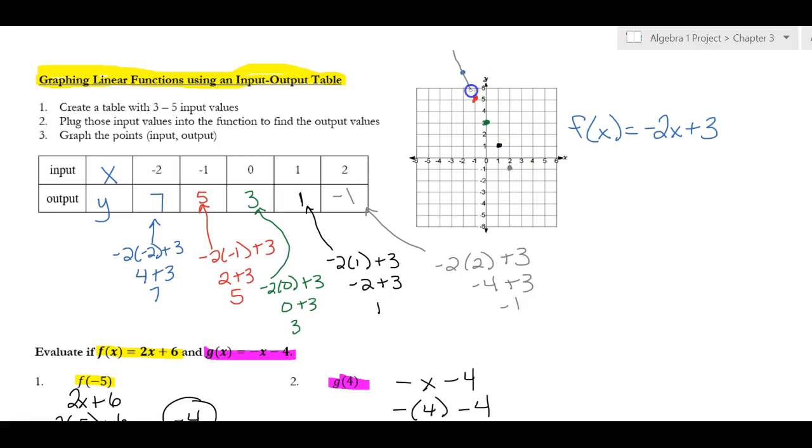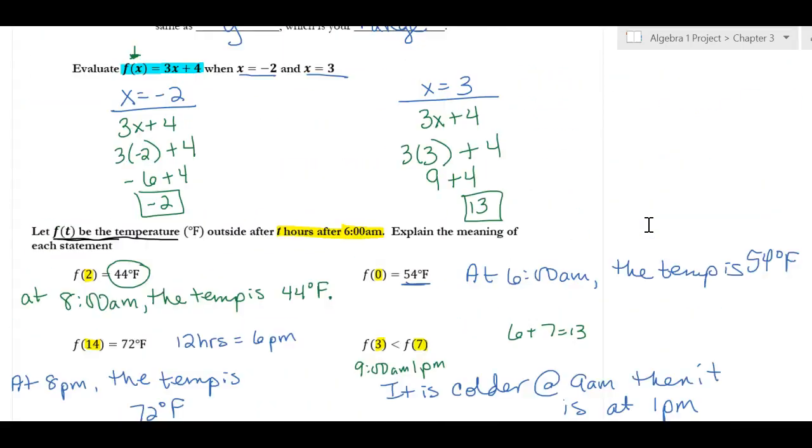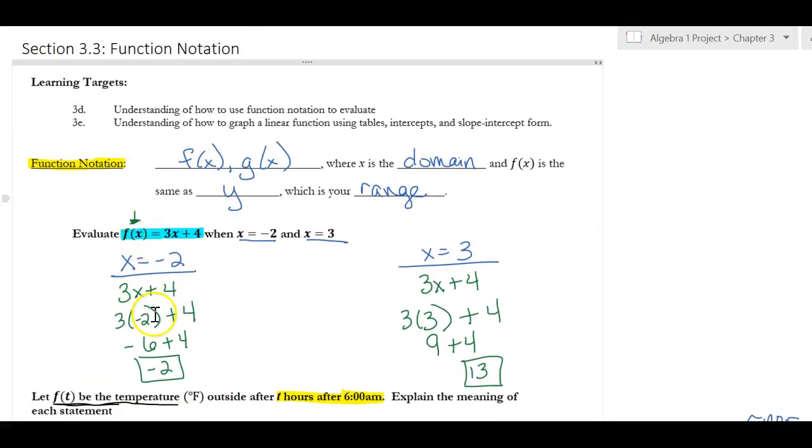And if you notice, I get a line. So you will usually have this function. Somehow this function was not written on our notes. So that's the function we use. But you create a table with 3 to 5 inputs. You choose the inputs, and that's what I did here. I said I was going to do negative 2, negative 1, 0, 1, and 2. And then I plug them in to find the outputs, and then I graph input, comma, output. Okay? All right. And so let's go back up and look and make sure we remember function notation. You're just plugging something in. What you plug in is the x, which is input, and what you get out of it is the y, which is the output.